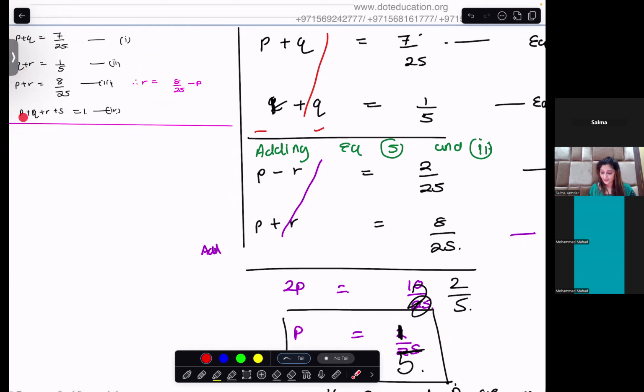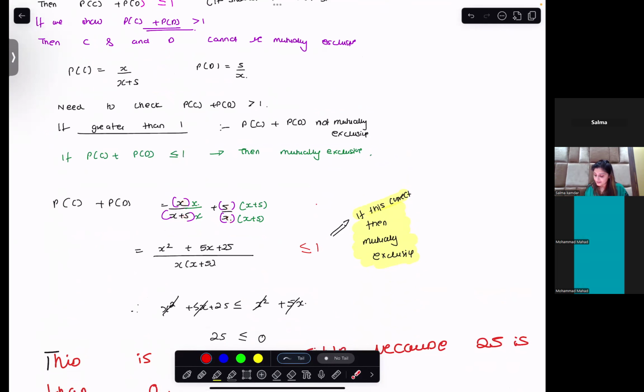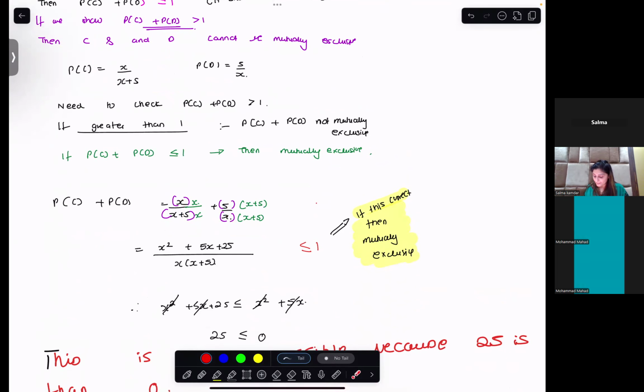Yes, miss. So I will use what they have asked me to use. I will write the probability of C plus the probability of D. This is C and this is D, the black one. That's what they've given me. If I want to add both together, I'll write it for you so that it becomes easy. Probability of C plus probability of D. C is x upon x plus 5 and D is 5 by x.